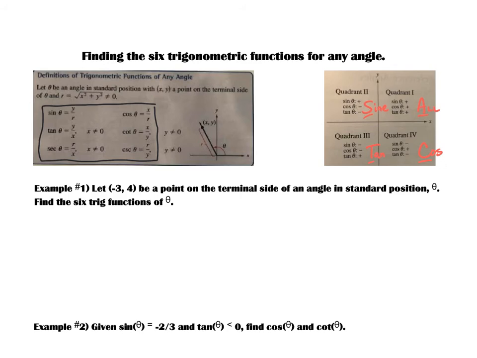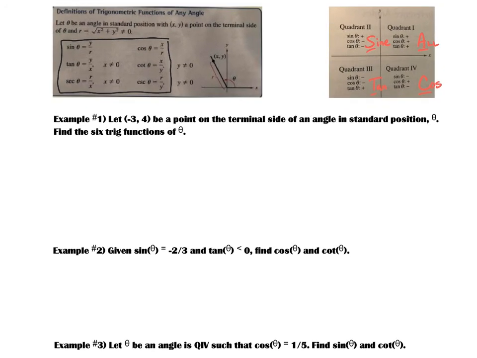Okay, so let's get into an example. Example 1 says let negative 3, 4 be a point on the terminal side of an angle in standard position. Find the 6 trig functions of theta. Okay, so negative 3 over, left 1, 2, 3, up 1, 2, 3, 4. So here's the point, negative 3, 4, and it's on the terminal side of an angle in standard position.